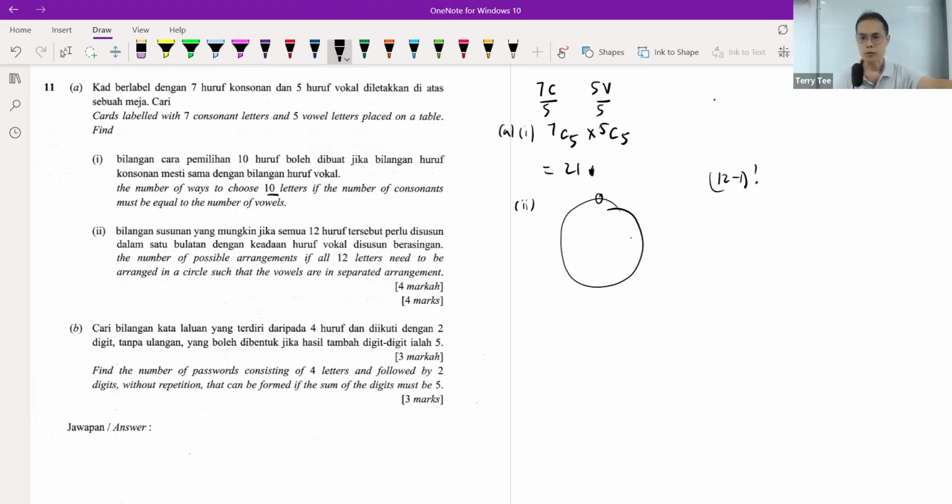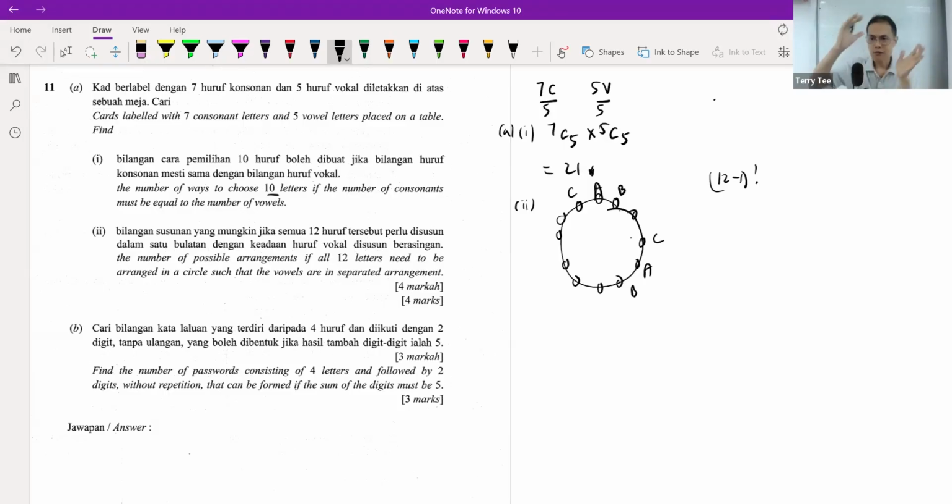Because let's say you have 12 positions, 1, 2, 3, 4, 5, 6, 7, 8, 9, 10, 11, 12. Let's say the first card is letter A. You can put A in 12 different positions here. Because if you rotate it, for example, you put A here, B on its left, C on its right. When I rotate it, A can be here, B will still be on the left, C on the right. Then you have the same cards on the left and on the right.